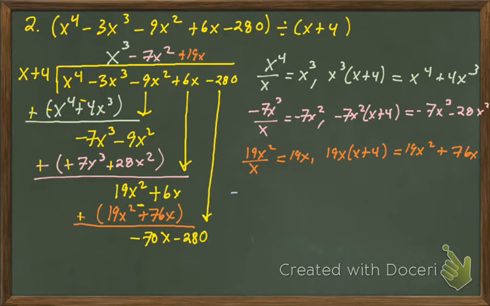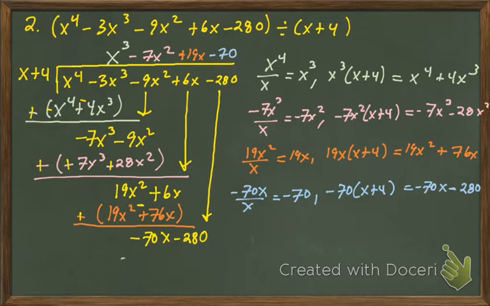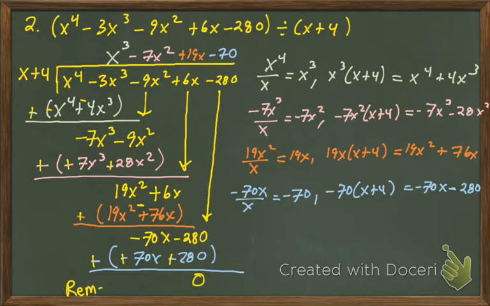Minus 70x divided by x is minus 70. And then we're going to multiply minus 70 times x plus 4. And that'll give us negative 70x and minus 280. So x times minus 70 is minus 70x. 4 times negative 70 is negative 280. Subtract, then change the signs, and we get a remainder of 0. So there's our remainder.